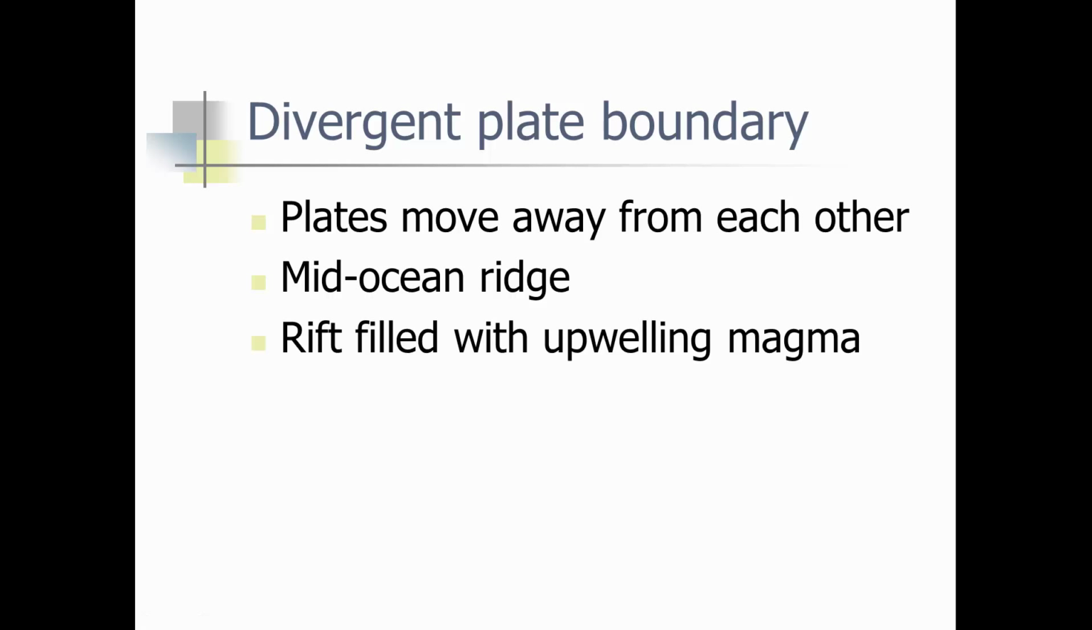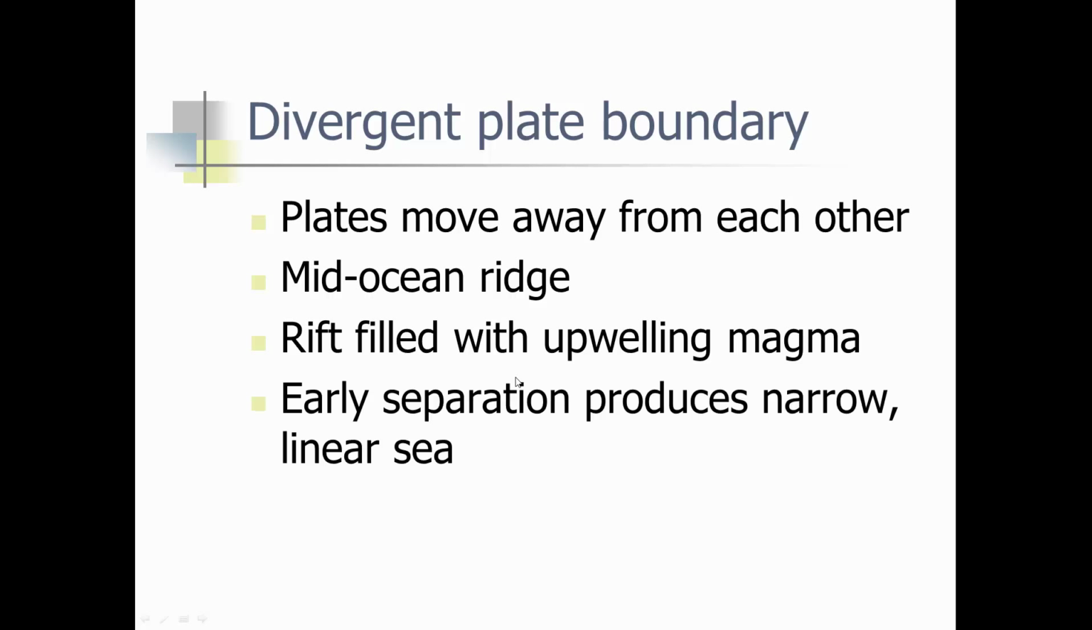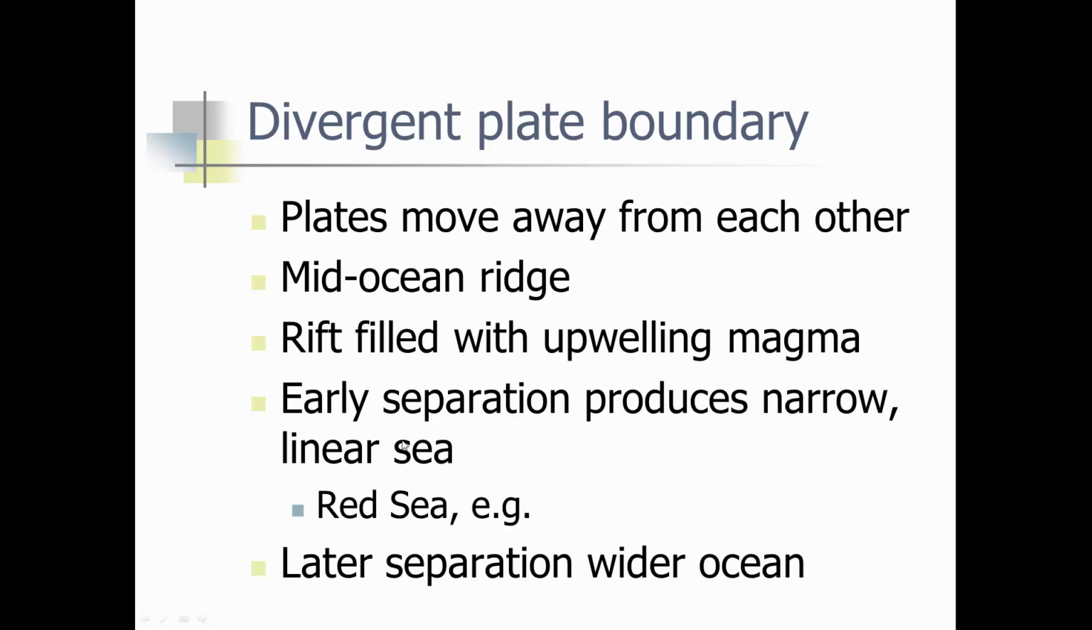This is where we get a rift zone. Rift zones are actually when you rip the Earth apart, and it fills with upwelling magma. It tends to be mafic magma, oceanic crust mostly. Early separation produces a very narrow linear sea, like the Red Sea. And if it gets later and longer, it actually goes to a wider ocean, like the Atlantic Ocean.